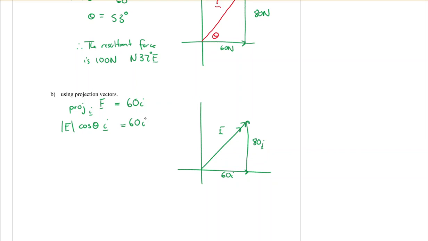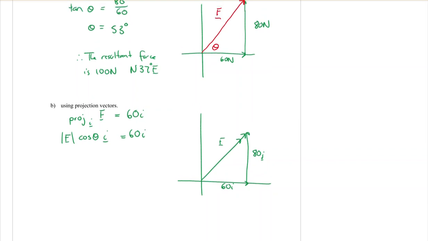So I know the length of vector f, which I worked out in the previous part was 100 by using Pythagoras' theorem. So I had 100 cos theta is equal to 60, and there's my cos theta equals 60 over 100. And then you will inverse cos that.